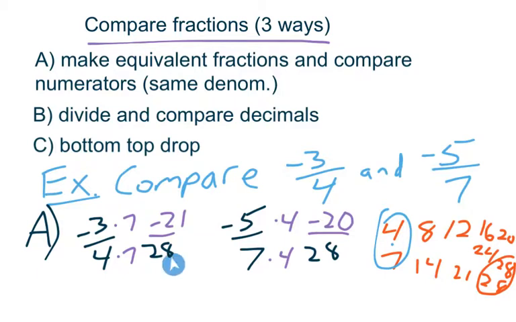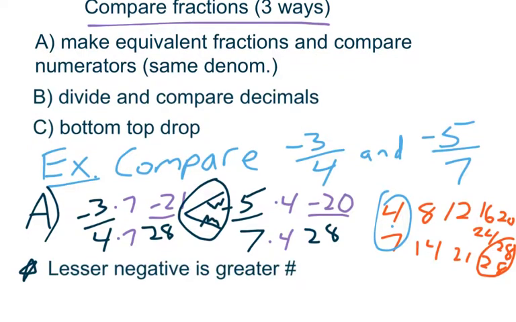Now that I have the same denominator, it's like it's out of the same number of pieces of pizza, so you just compare the numerators. Although I would hate to have negative 20 pieces of pizza. Number one, that's not possible, and number two, that's no fun. So negative 20 and negative 21, which number is greater? Well, I know that the lesser negative is the greater number. So it goes like this. So the alligator is eating up the negative 20. So the lesser negative is the greater number.